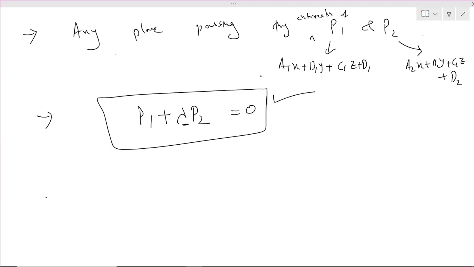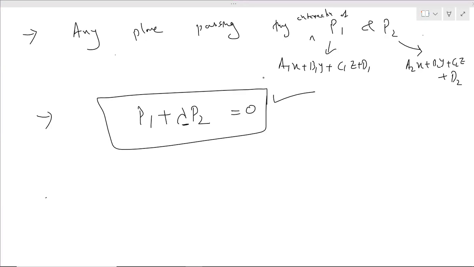How to find the value of lambda? They will give you a condition. Use that condition, you can find the value of lambda. Is it clear what I'm saying? Sir, can you repeat?